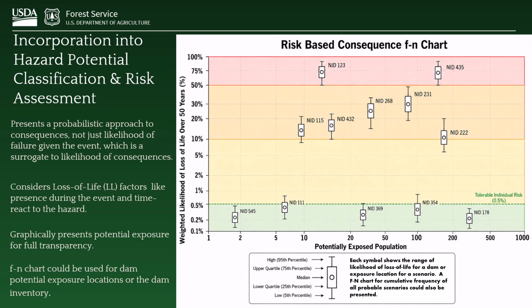Displaying potential exposure numbers on the x-axis rather than modeled consequences alone additionally increases transparency and clarifies how consequences were estimated. This approach can also be applied at an individual dam level, producing F&N charts that reflect the likelihood of loss of life across all specific exposure locations for that dam, rather than only at the inventory scale.